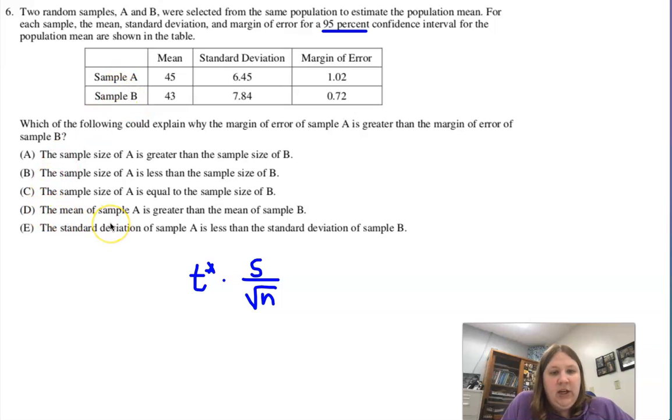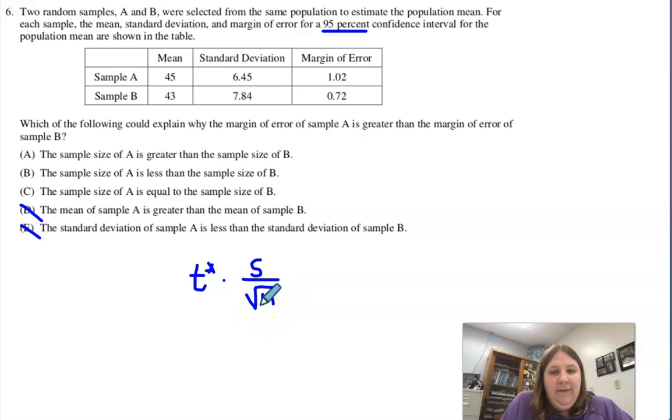When I look at D, they talk about the mean of A being greater than the mean of B, which is true, but when we look at the margin of error calculation, the mean does not factor into that at all. So this one would be out. The standard deviation of A is less than B. That's correct. But if I have a smaller standard deviation, that's going to make the entire margin of error smaller. So what it must be talking about is n, the sample size.